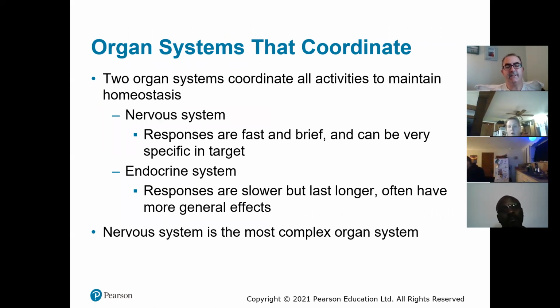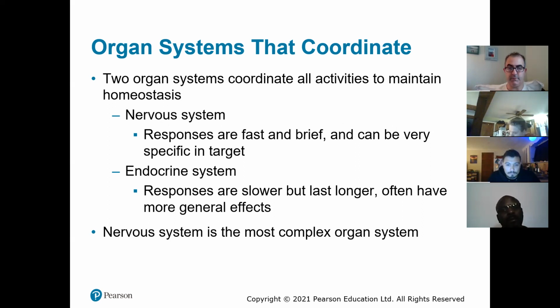So these 2 systems, the 2 next systems that we talk about, are coordinating all activities to maintain homeostasis. They're trying to help us maintain constant internal conditions. The nervous system is very fast. It's usually very brief, right? You get these really quick signals that go from one end of your body to the other, and they're very specific. They're targeting just a few muscles or a few glands.